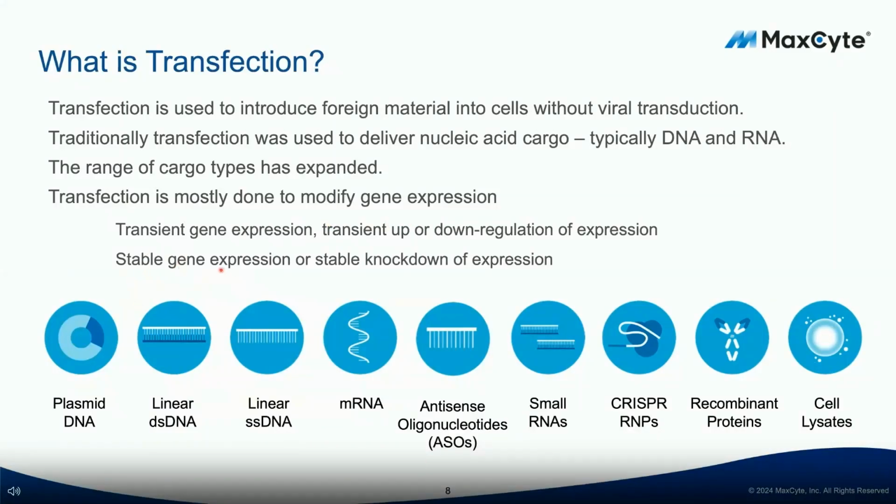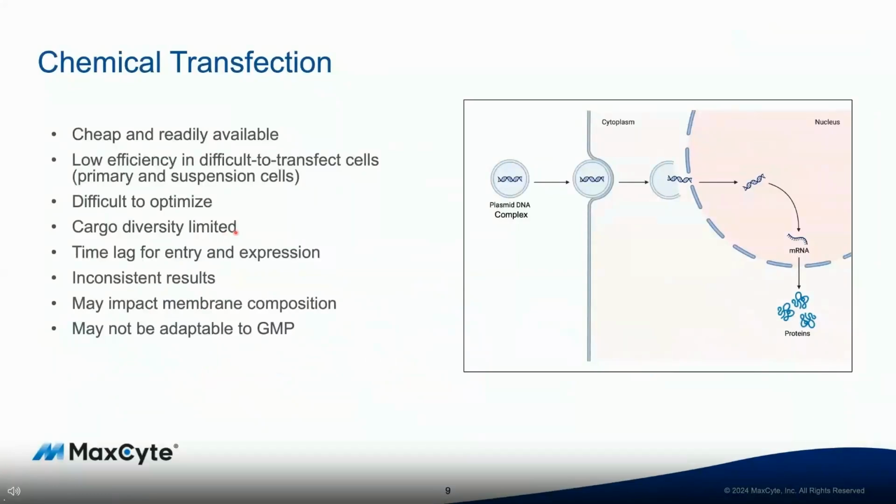And transfection is mostly done to modify gene expression, whether you overexpress or downregulate that expression or stably express that gene. So one common method for transfection is chemical transfection, where you would complex your nucleic acid with a positively charged molecule, PEI, for example, and that would interact with the cell membrane for endocytosis, and then there would be a release step for the DNA to be delivered into the nucleus and then expressing mRNA and protein.